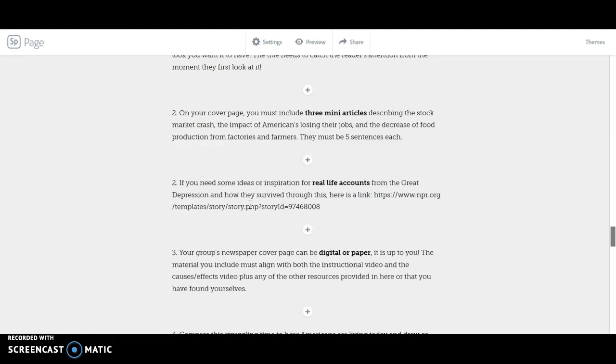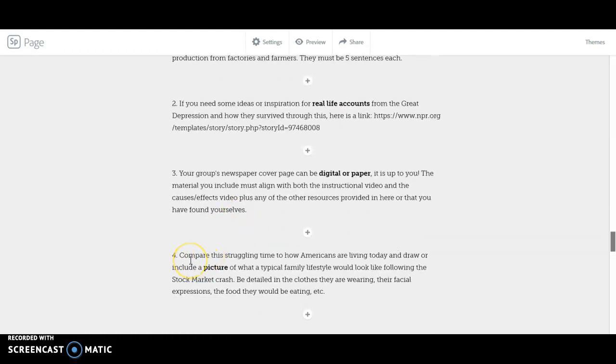And as I say here, I want them to compare this to how Americans are living today and compare it to your own family, so you can really feel the personal side of it. And on top of that, the cover page can either be digital or paper, and they must include a picture of some sort. And at the end, when we come back to class, we are going to be presenting these, and the students can get with their groups and explain how they brought it all together.